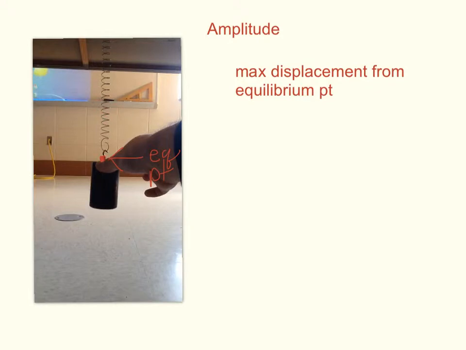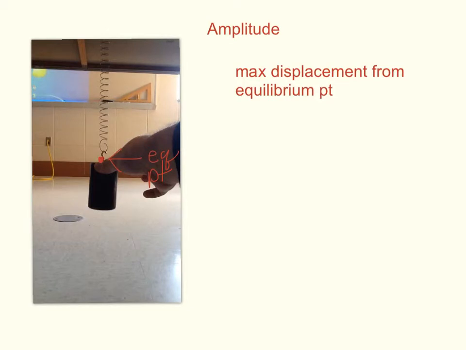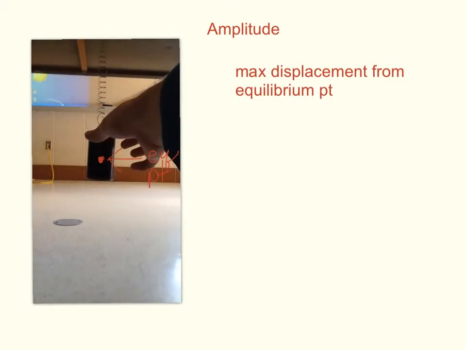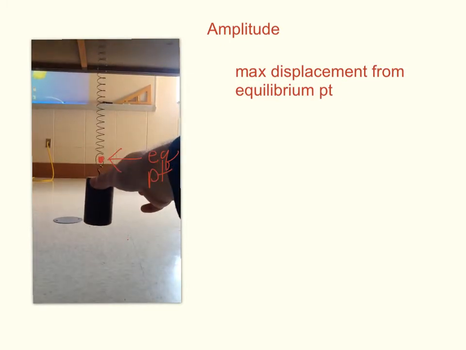So at the very beginning, when I pull on the mass right here, this establishes the maximum distance away from the equilibrium point at which my mass can travel. And that is what we call the amplitude. So there's the maximum displacement below the equilibrium point. And if I measure from there back to my equilibrium point, that represents the amplitude of this oscillator.